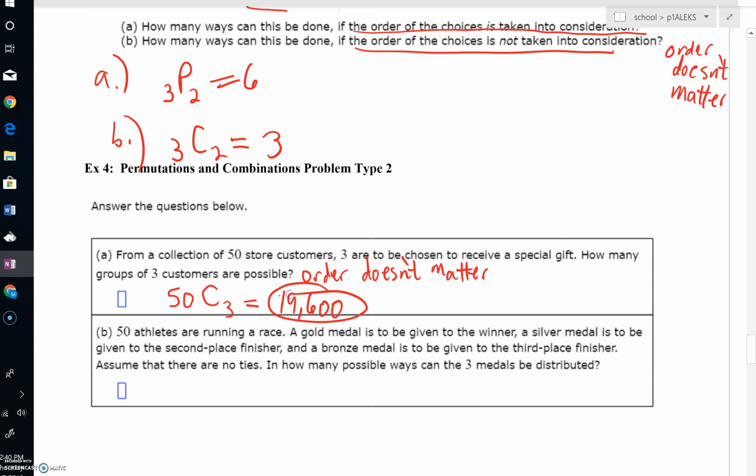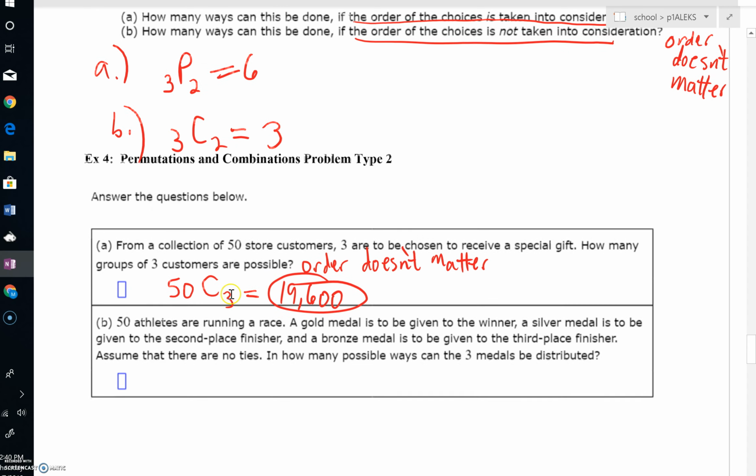And there you have it. That's the number of groups that can be chosen. 3 different people in each group, but order does not matter.